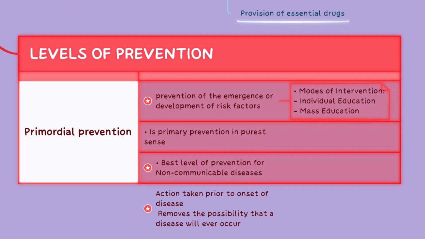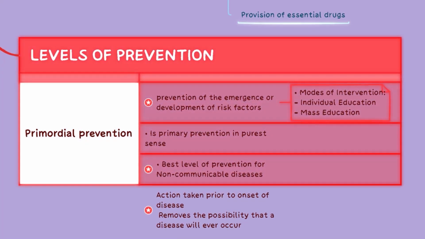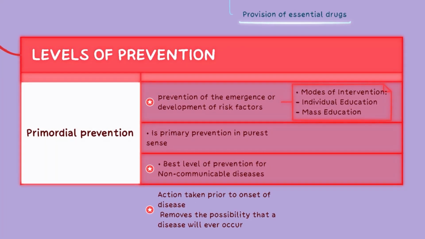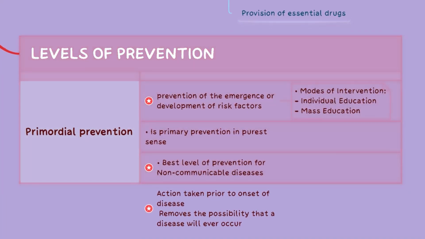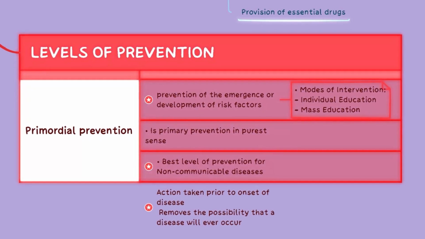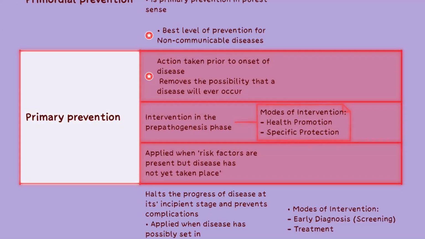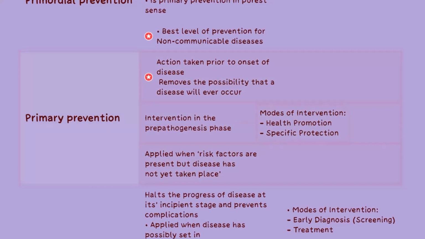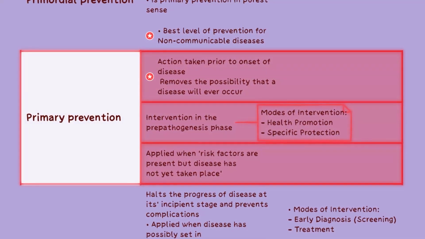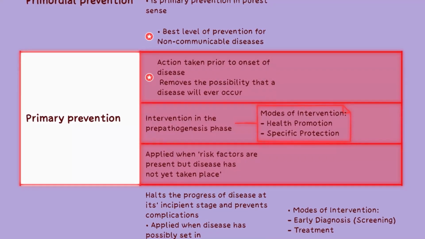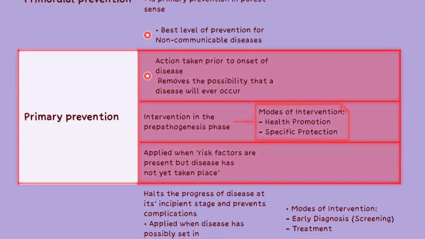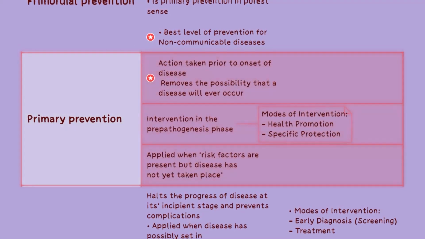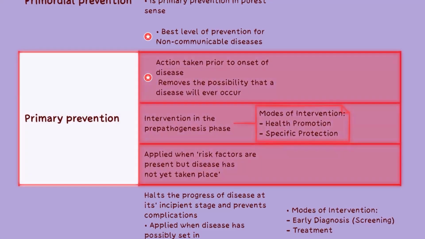The levels of prevention in healthcare are categorized into three main levels: primordial prevention, primary prevention, and secondary prevention. Additionally, there is a fourth level known as tertiary prevention. Let's go over a breakdown of each level. First, coming to primordial prevention. This level of prevention focuses on preventing the emergence or development of risk factors for diseases. It aims to address the underlying social, economic, and environmental determinants of health.